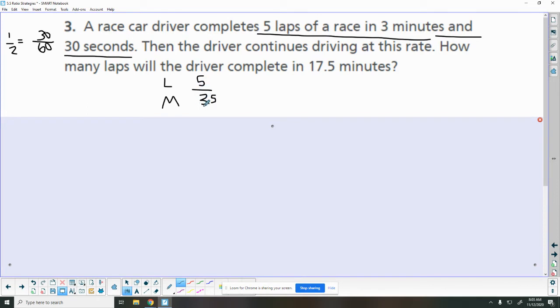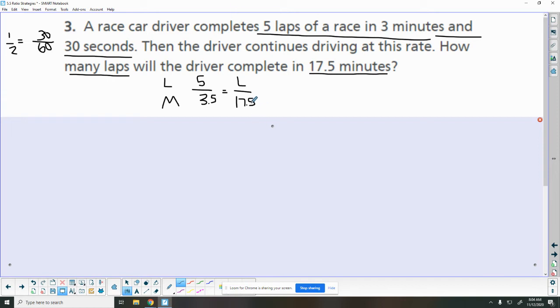So when we're using fractions, I don't want to give another fraction in my fraction, but we can put decimals in our fractions. So the driver continues at this rate. So it's a constant rate, 5 laps every 3.5 minutes. How many laps will the driver complete? So I'm looking for the laps. Will the driver complete in 17.5 minutes? So 17.5 should match up to my minutes row. So I do not know how many times 3.5 goes into 17.5.